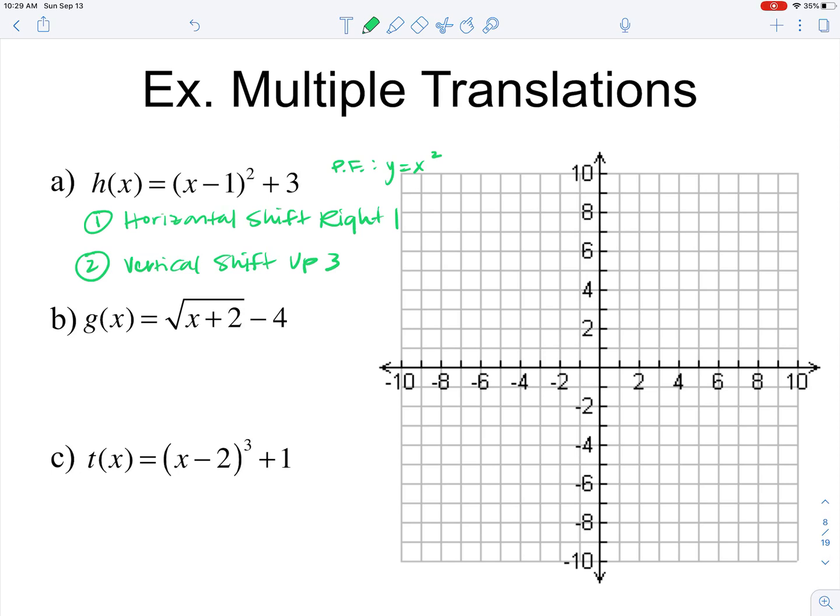So the point that's at the origin, which is the vertex, is going right 1 and then up 3. And then the point that was at 1, 1 would go to the right 1 and up 3. The point that was at -1, 1 would go right 1, up 3. And the point that was at 2, 4 would go right 1, up 3. And the point that was at -2, 4 goes right 1, up 3. So you can just think about applying those shifts to each of the points from the parent function.